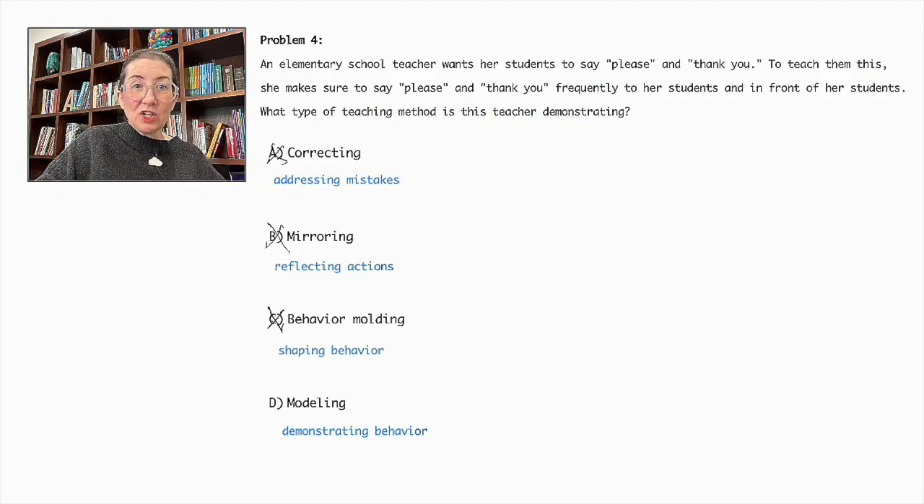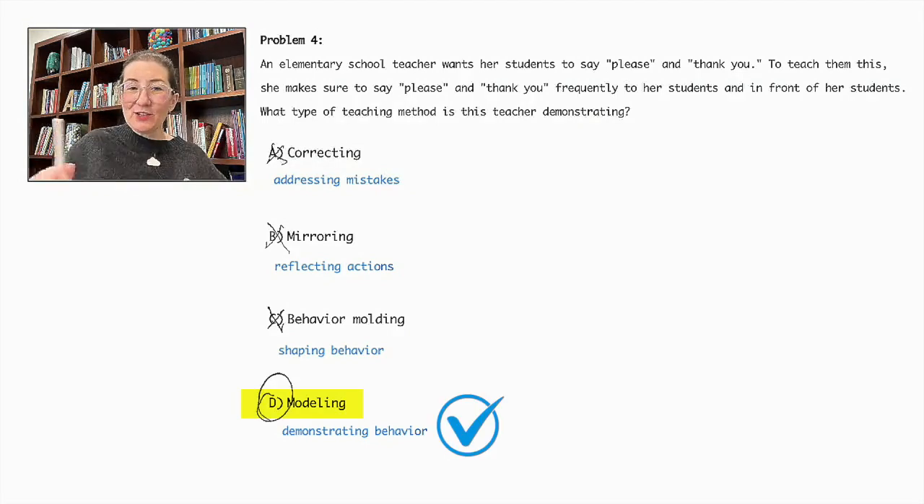Modeling is a teaching method where the teacher demonstrates the desired behavior for students to observe and imitate. By frequently using please and thank you in front of her students, the teacher is providing a clear example of the polite behavior, encouraging students to adopt these manners through observation and imitation. Therefore, the correct answer is modeling.